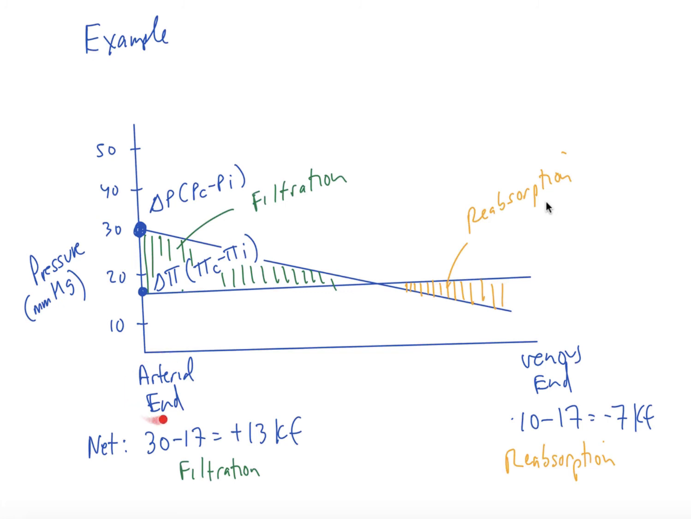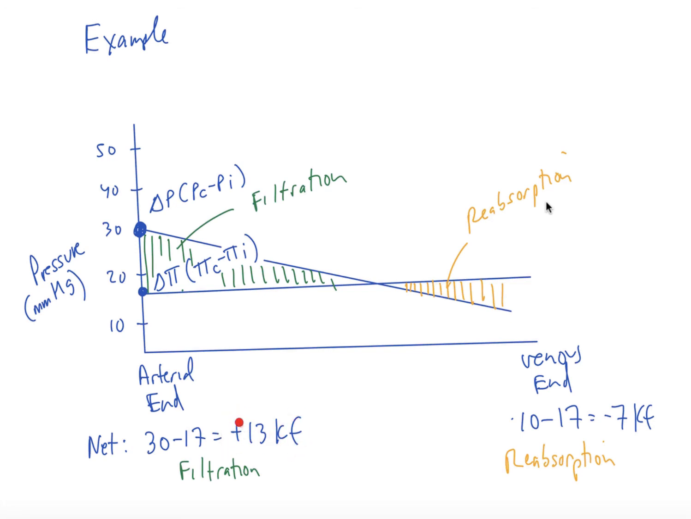I can look at the arterial end and say, well, if my delta P is 30, that means that the P sub C is larger. That's a force of filtration. And I have the delta pi, pi sub C minus pi sub I, let's make believe, we'll call it 17. Then that difference is going to be, in this particular example, a positive number. So I end up with a positive 13 times whatever that filtration coefficient is.